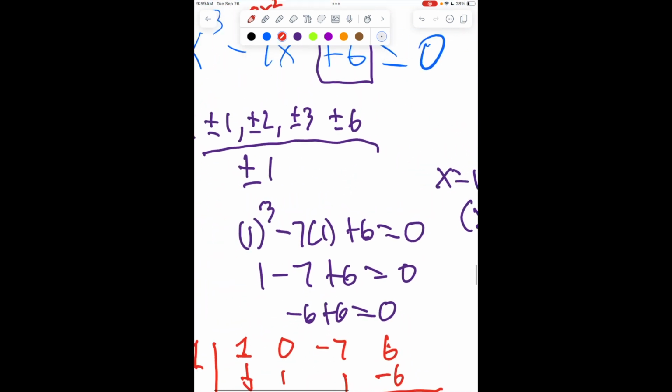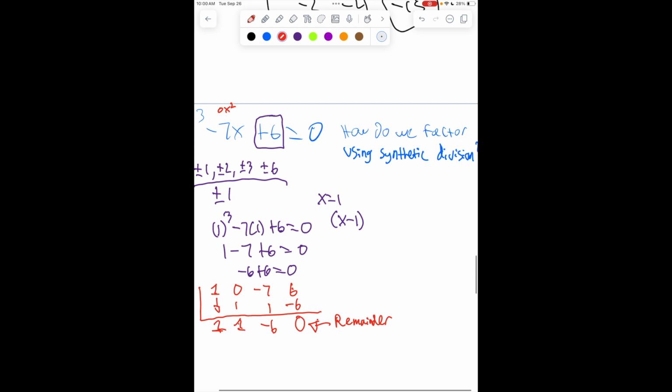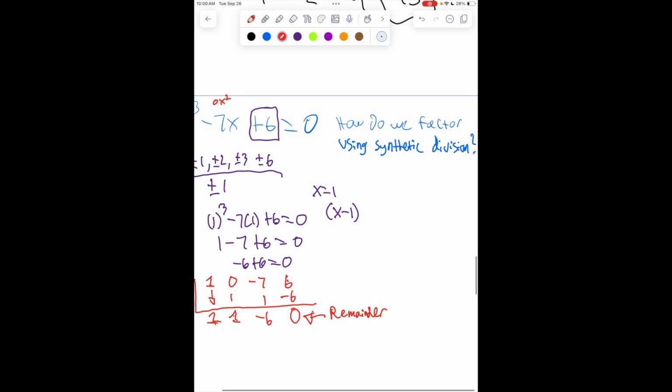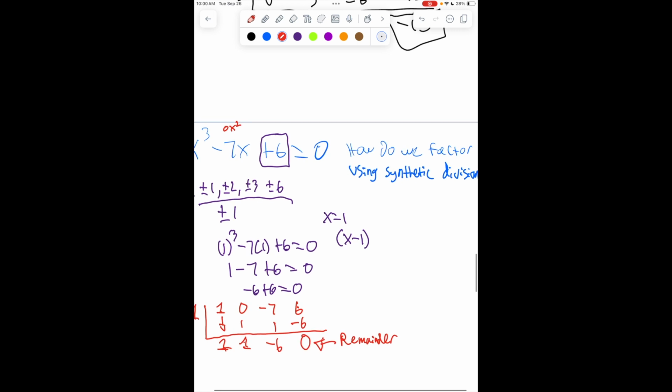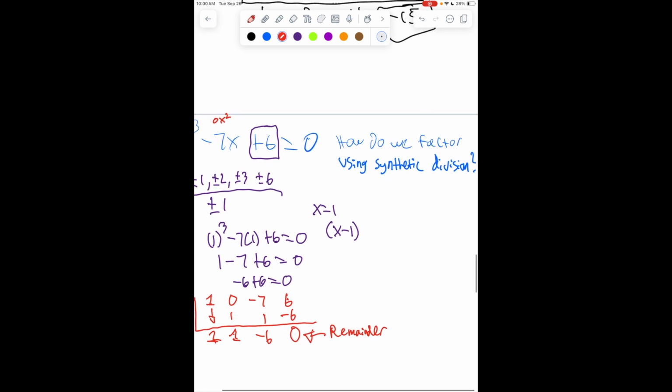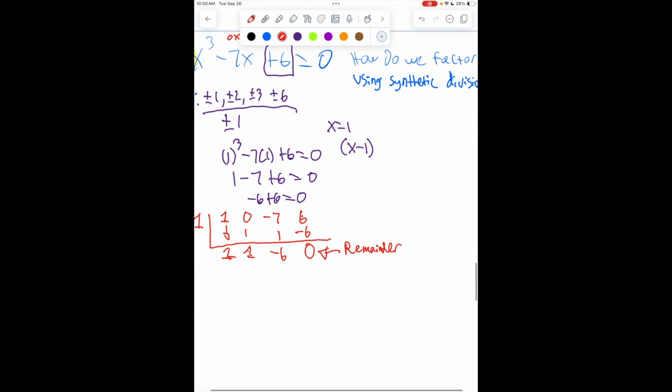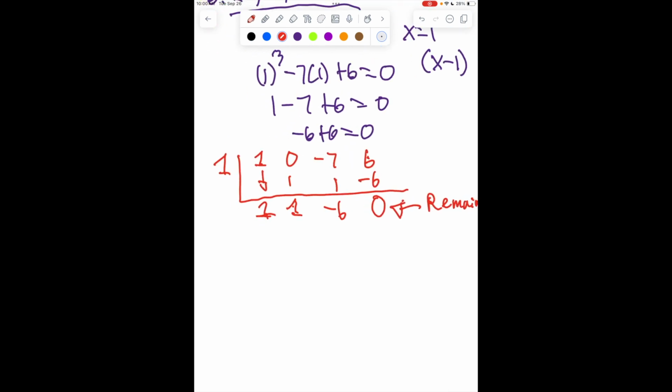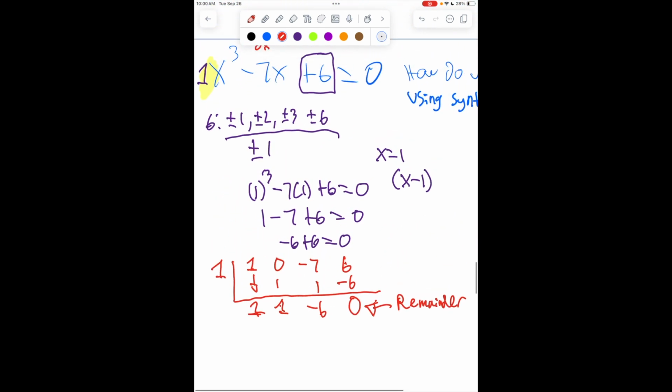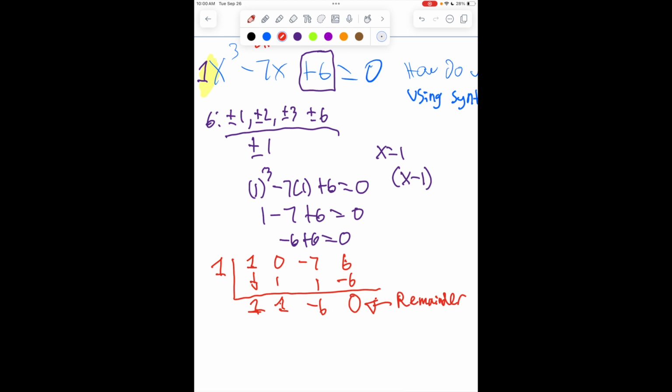We did it up here, but say you had a really long, complicated equation, you would want to potentially use this to help you out. So now let's use these to write what's left. I always take 1 degree less than what I started with. I started with x to the third, so this is like saying x squared plus 1x minus 6.